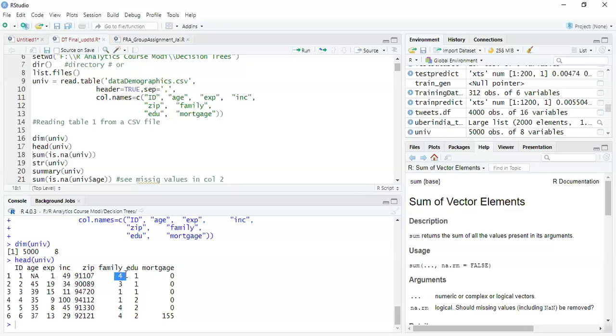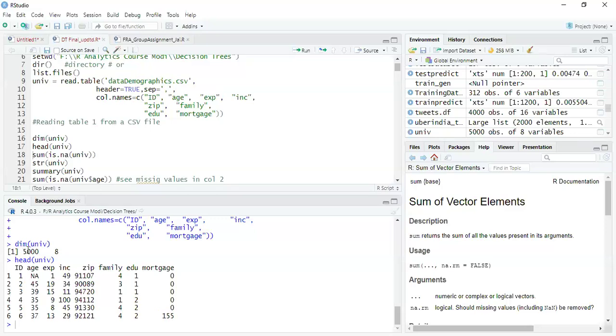The family size of the loan applicant is 4. He is educated, one means a degree holder, so he is a degree holder, and mortgage is 0 means he has no other loans. It says $155,000. So this is how the data is spread. The data is neatly arranged.